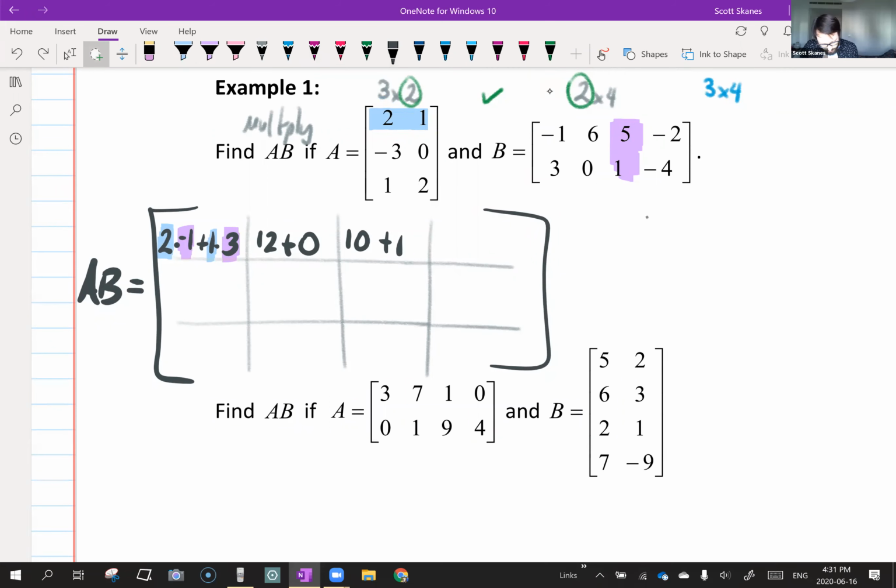Let's keep going. I need to do the first row times the fourth column. That would be a -4 minus 4. And now I need to move to my rows. You can do them in any order you want. But yeah, this is how I do this.